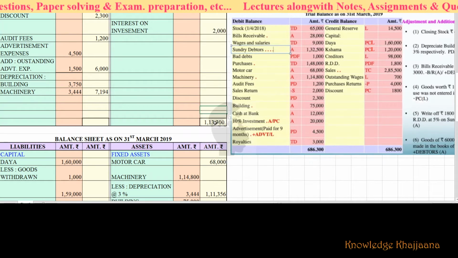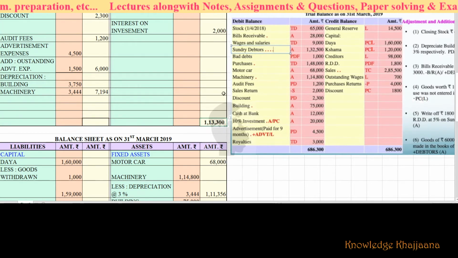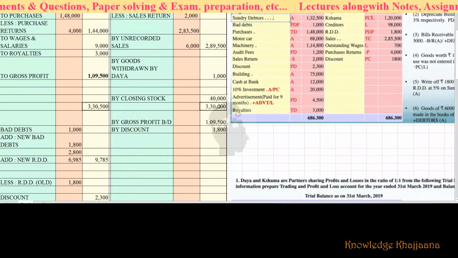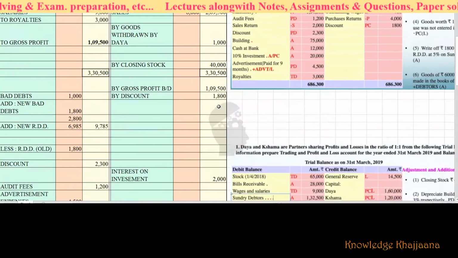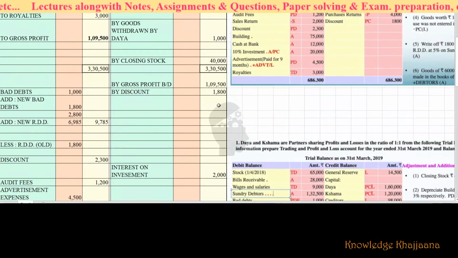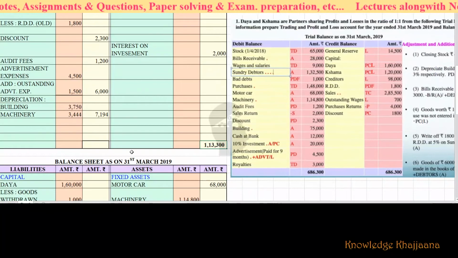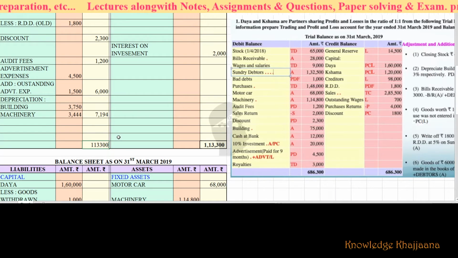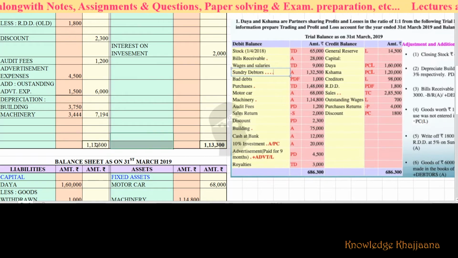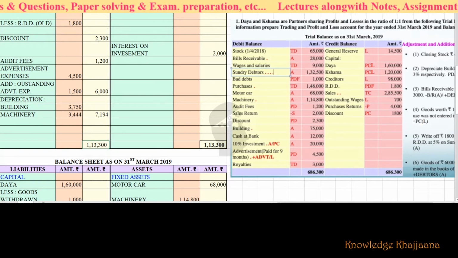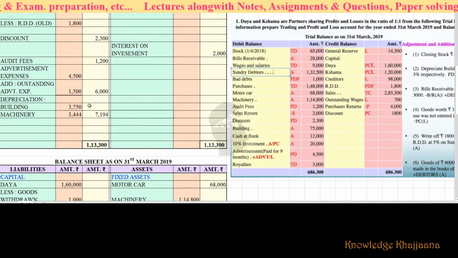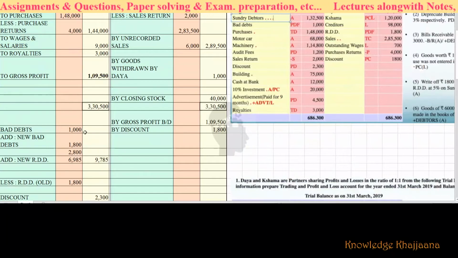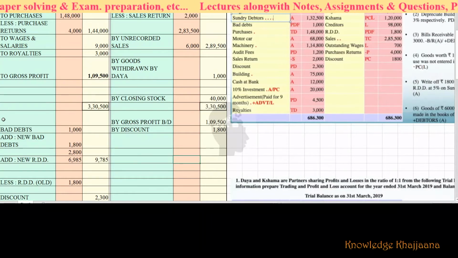It is 1,13,300. Okay, so I will do the total of this. First of all, I will check whether I have taken all the inner side items to the right side, outer side, or not.